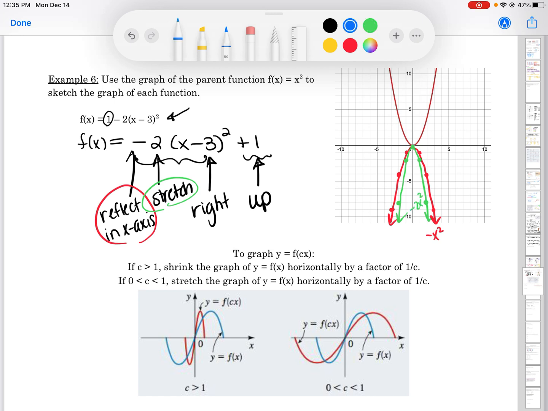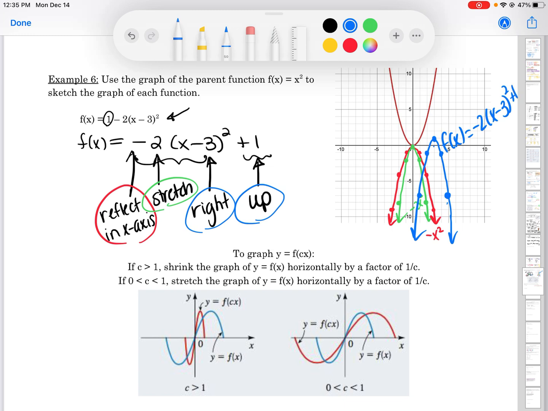And then the next thing we want to do is move everything to the right and up. So I'm going to move every one of those green points to the right 3 and then up 1. Right 3, up 1, right 3, up 1, right 3, up 1. So this blue parabola is my answer. So this is my f of x equals negative 2 times (x minus 3) squared plus 1.